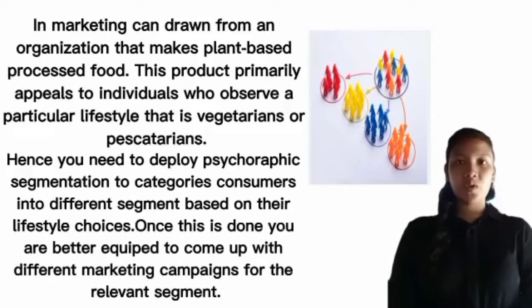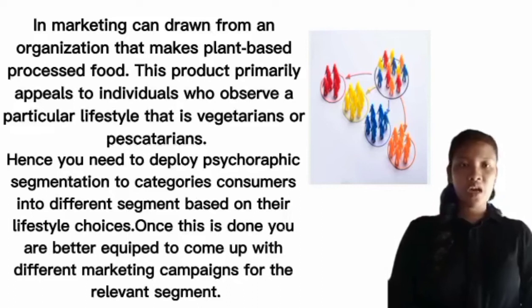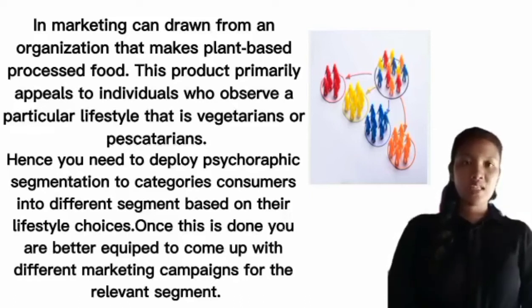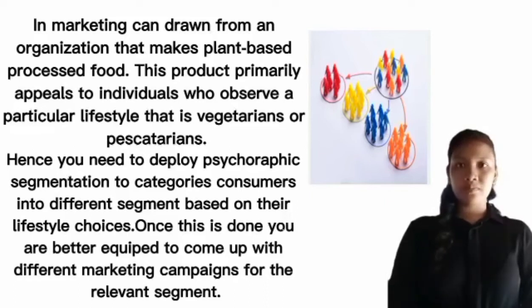in marketing can be drawn from an organization that makes plant-based processed food. This product primarily appeals to individuals who observe a particular lifestyle, that is, vegetarians or pescatarians. Hence, you need to deploy psychographic segmentation, categorizing consumers into different segments based on their lifestyle choices. Once this is done, you are better equipped to come up with different marketing campaigns for the relevant segment.